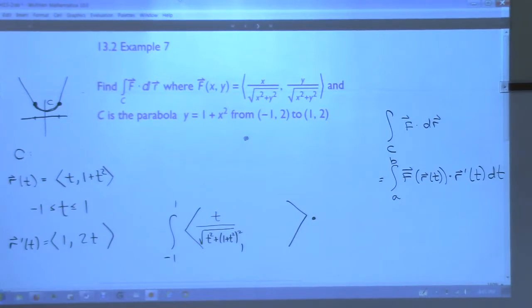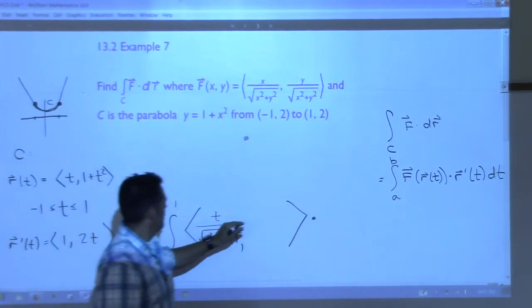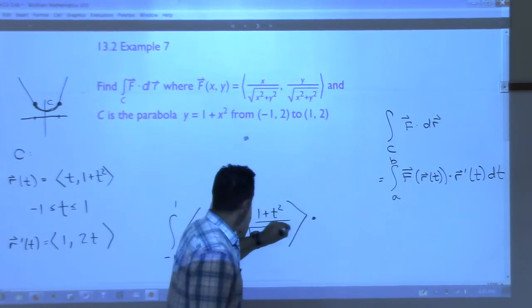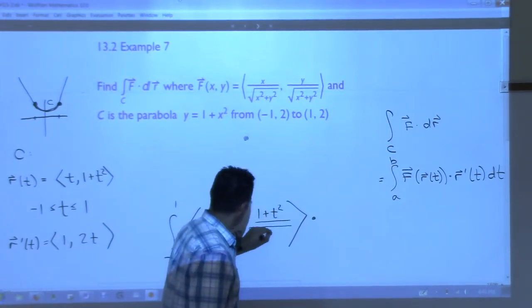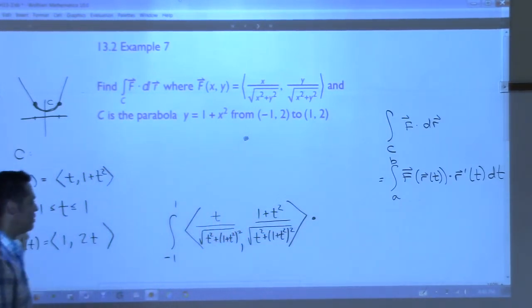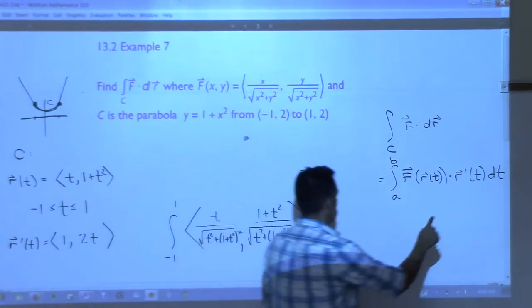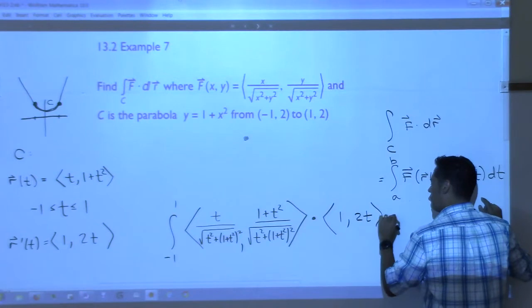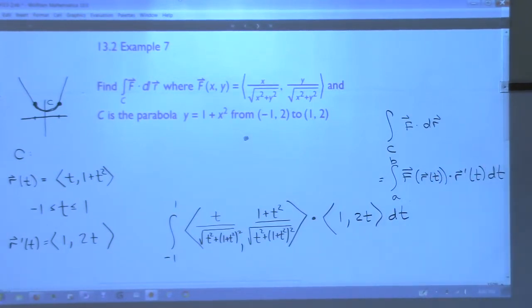Okay, keep going. Now y, 1 plus t squared, over the same thing over here. The square root of t squared plus 1 plus t squared squared. And then we check the vector 1. Yeah, now dot that with the one that you said, 1, 2t, right? dt. You want to keep going? All right, let's keep going.